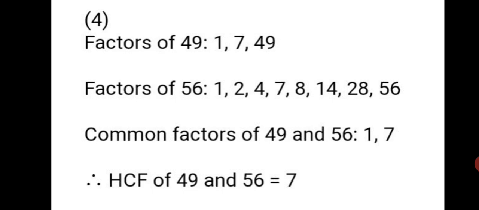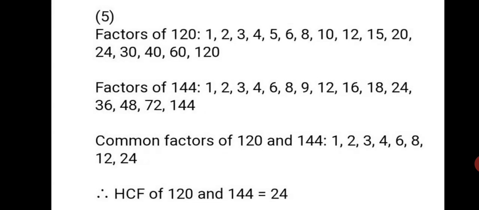You have to underline them if required when you write the factors, so that you can easily write down the common ones. Therefore, HCF of 49 and 56 is equal to, which is the highest among the common? 7. So the answer is 7.